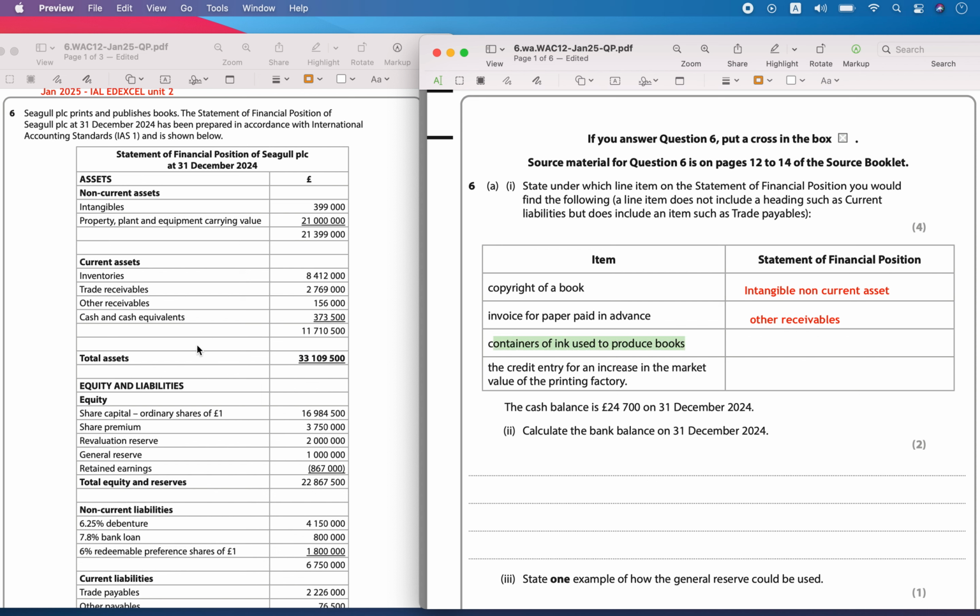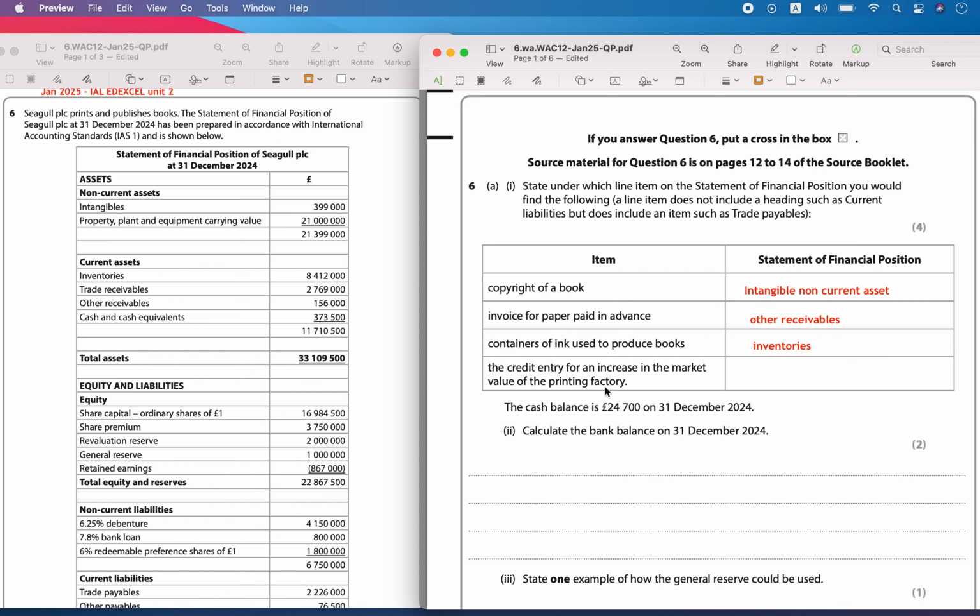Then containers of ink used to produce the books. These containers are used to produce the books, so they come under inventories. Then anything that was paid as an expense in advance will become other receivables. So these two are current assets, and this one, copyright, is an intangible. I can't measure it monetarily, so I will call it an intangible non-current asset.